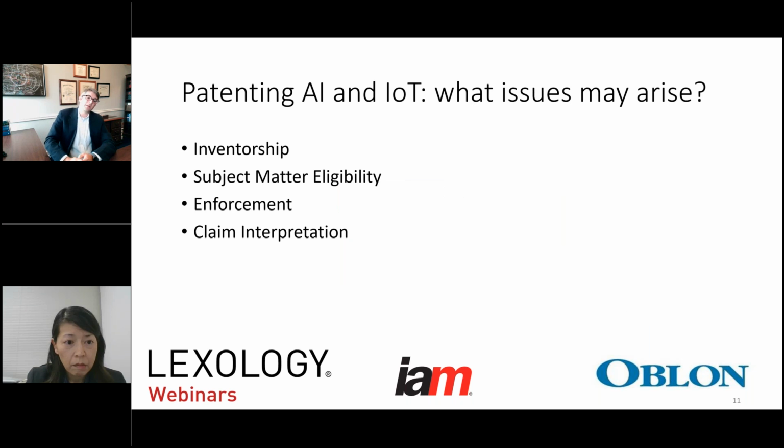So now that we know a little bit about the background of AI and IoT, we need to think about what issues may arise. And there's a lot of issues, of course, that can come up, but we have identified 4 here that we think will be interesting and useful to talk about because they're really on the forefront of the issues that arise.